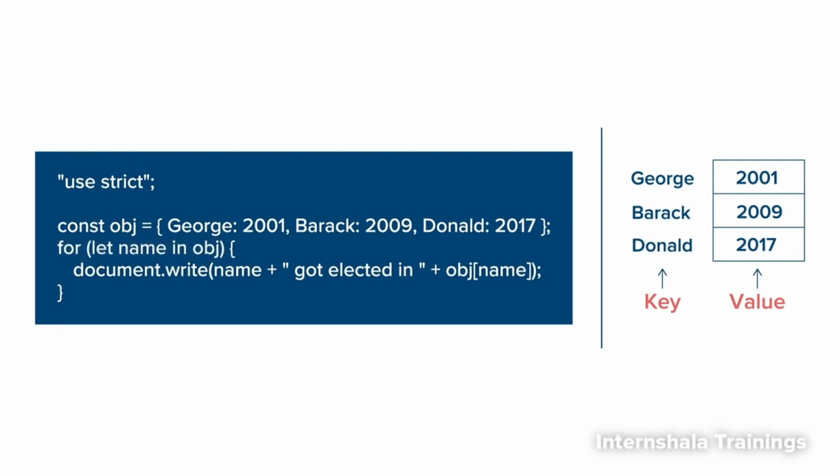Also, if we notice, to concatenate a string, we use a plus sign like we have used here. The loop runs as many times as the number of key value pairs in the object. And for each iteration, it picks up one key of the object and assigns it to a variable for us to use. We can name this variable anything we want.